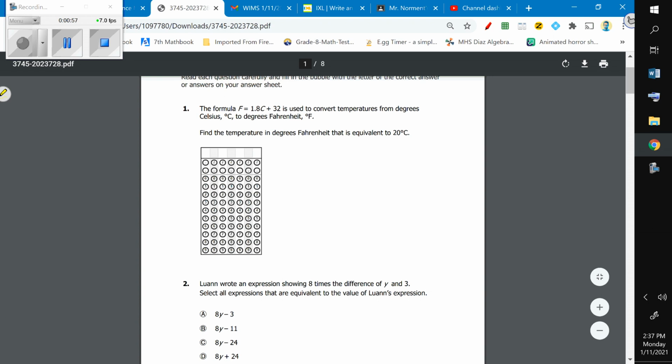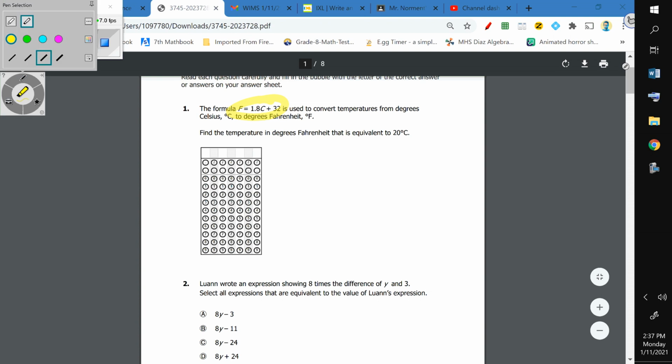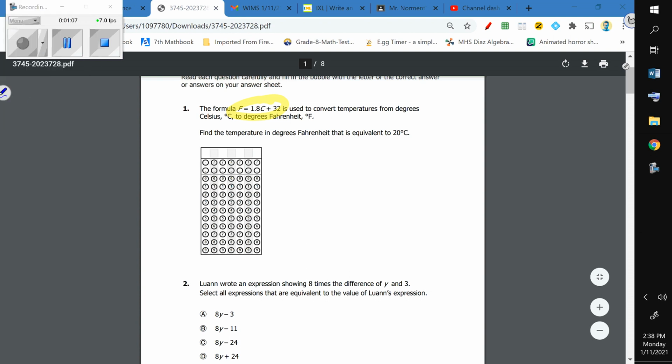So, question number 1. They give you a formula, right? And let me switch this, and this, and this. Okay. And they want to know what's the temperature if it's 20 degrees Celsius. So what you're going to do is take this 20 degrees, put it in this conversion equation, and multiply it times 1.8 since they're side by side, and then you're going to add 32.